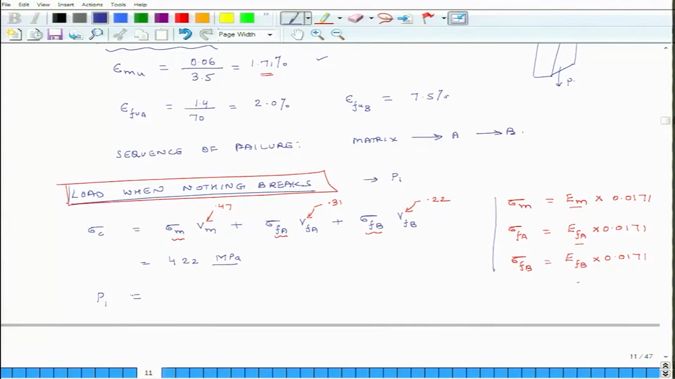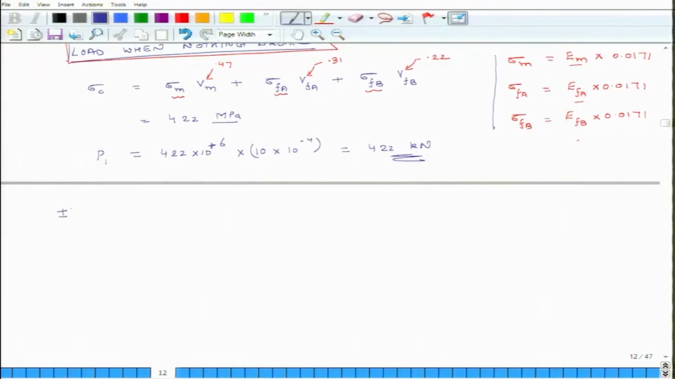P1 is what? P1 is 422 into 10 to the power of 6 into area. So, 10 centimeter square, and we have to do it in meter square. Okay. So, this works out to be 422 kilonewtons. That is my stress. So, if I keep on increasing the load till it reaches 422 kilonewton, nothing breaks, and if I increase it maybe 423, what will happen?